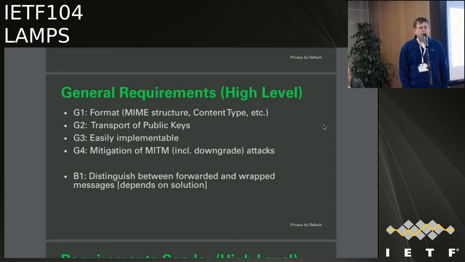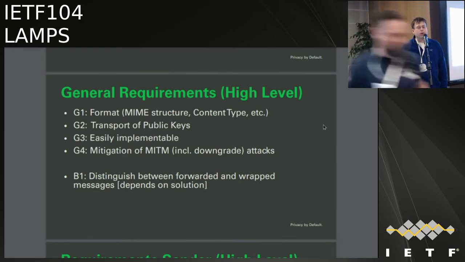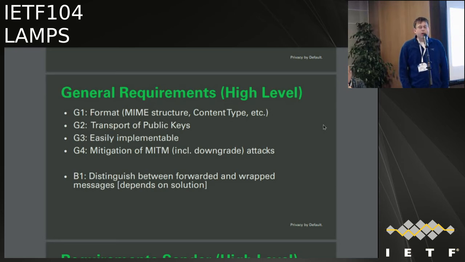So I split it into general requirements, sender side and receiver side requirements. In general, we need to specify the format we are going to use, the MIME structure, content type, and so on. From our side, we need to think about transport of public keys, which is probably not in everybody's focus. It should be easily implementable, and we should think about the mitigation of man-in-the-middle attacks, in particular downgrade attacks. And B1 means backwards compatibility to clients knowing nothing about header protection. This will be explained in the next presentation from Alexei: we probably need to find a means to distinguish between a forwarded message or just a wrapped message for encryption.